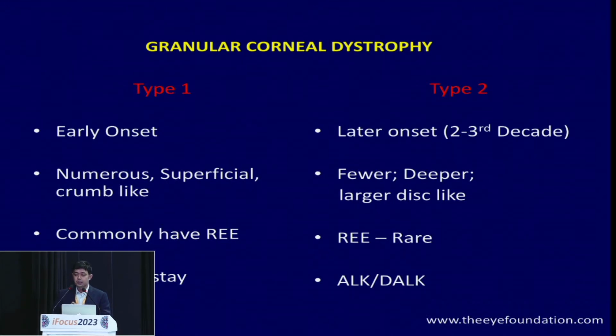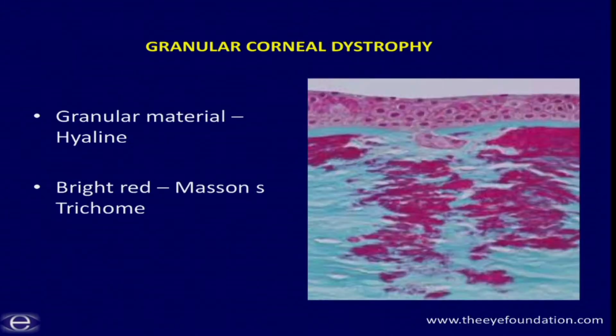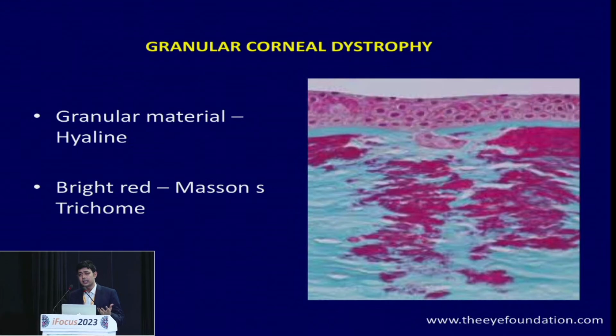treatment is PTK. In the type 2, the deposits are deeper, they are larger in size, and here because they are deeper, they don't cause as many recurrent corneal erosions, and the treatment is usually a lamellar keratoplasty, either an ALK or a DALK. At least in these three dystrophies, I think it's a common or a favorite exam question to ask what is the material and what is the stain used for it.